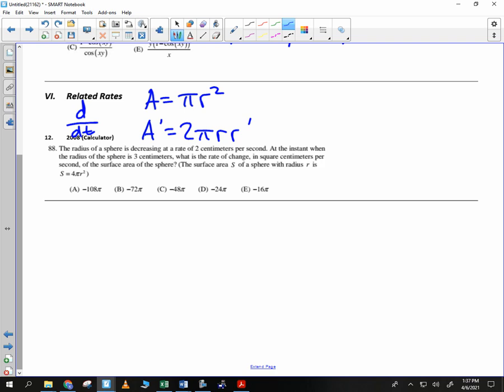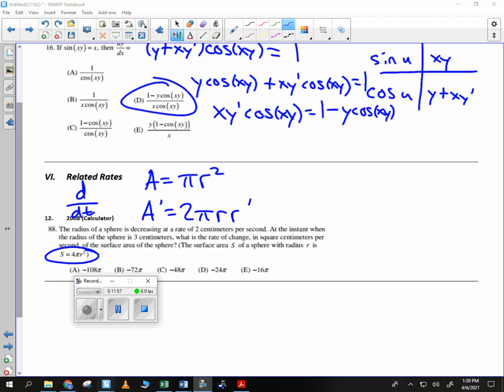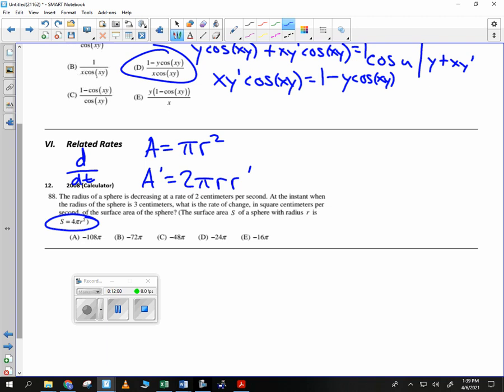Okay. So using that, see if you can spend just 2 minutes. Look at this one, and I think you got a shot at doing this. It tells you the surface area of a sphere is 4 pi r squared. Ready, set, go. Let's see what we got. It says the radius of a sphere is decreasing at a rate of 2 centimeters per second. At the instant when the radius of the sphere is 3 centimeters, what is the rate of change in square centimeters per second of the surface area?